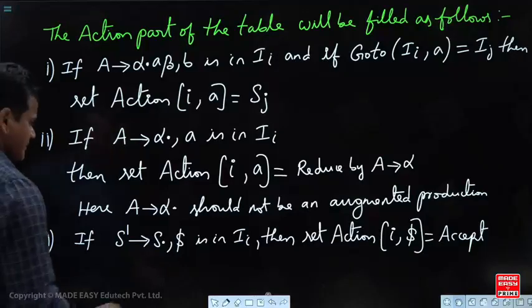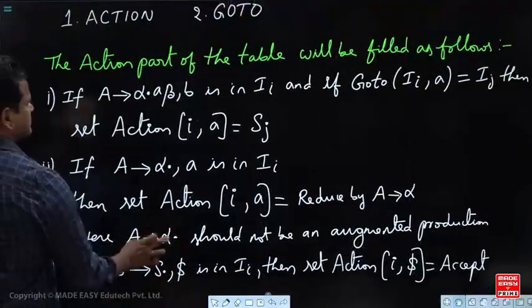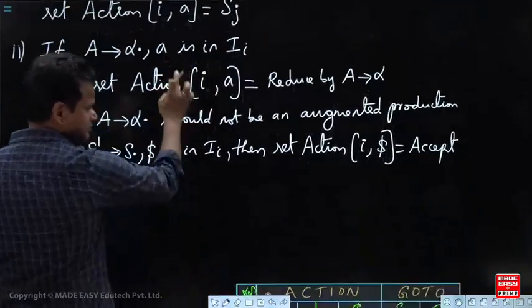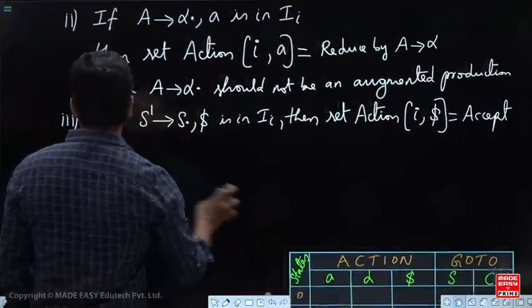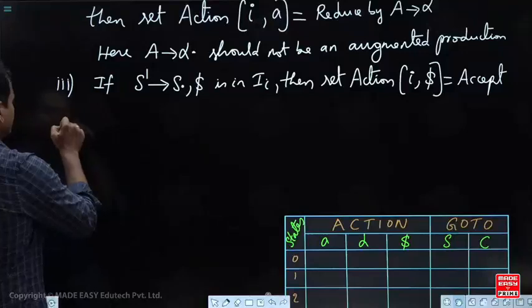Okay, then copied. Now, this is about the action part. This is the action part. Okay, and we have the go to part also. The go to part is easy. Nothing is there. In the go to part, nothing is there. Copy.